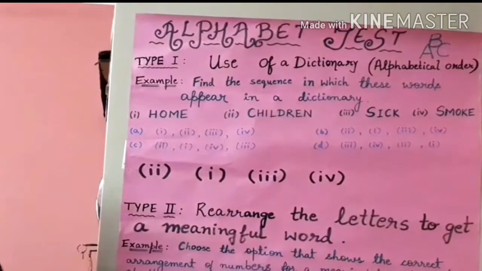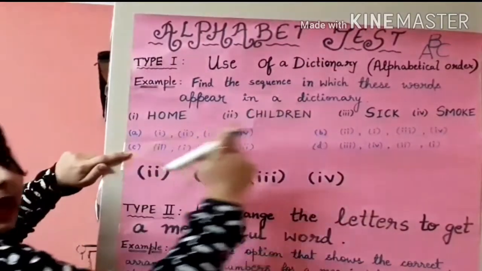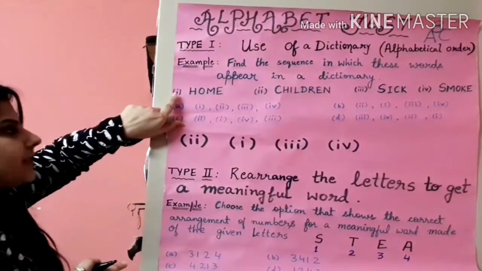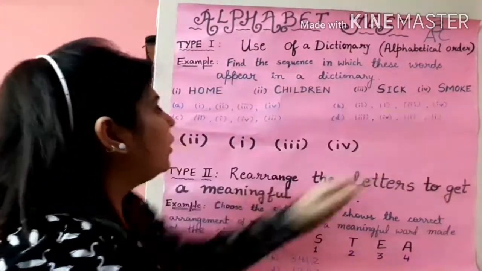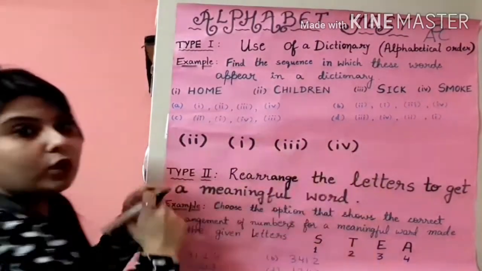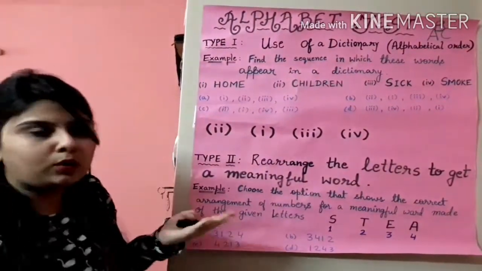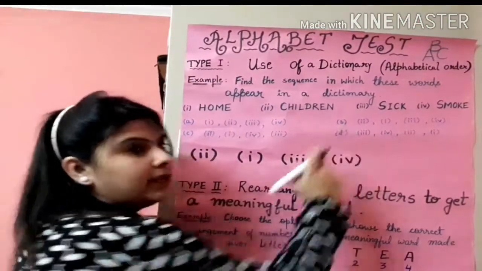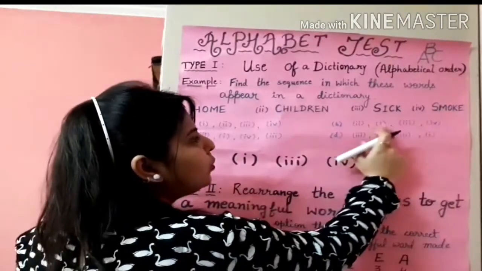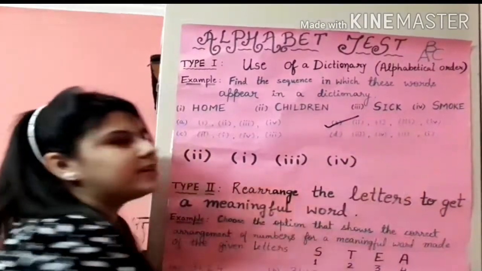Now as you notice, you have been given the options as A, B, C and D. These words are arranged according to their Roman number option, that is 1, 2, 3 and 4. So my correct order is 2, 1, 3 and 4. Now let's start matching with option A. Does this match? No. Now moving on to option B. Does this match? 2, 1, 3, 4. 2, 1, 3, 4. Yes, it's a match. So my correct answer is option B.